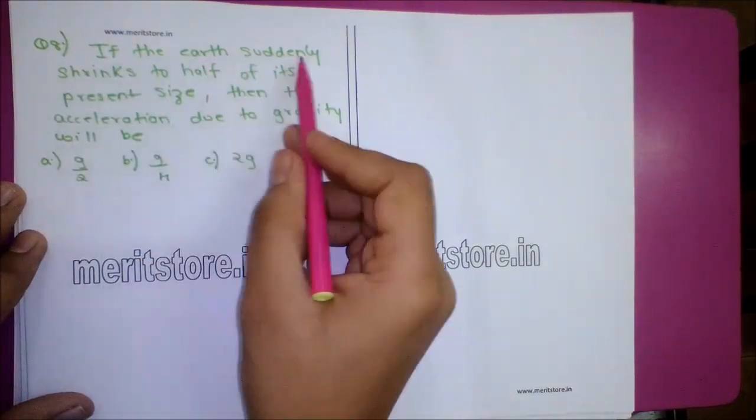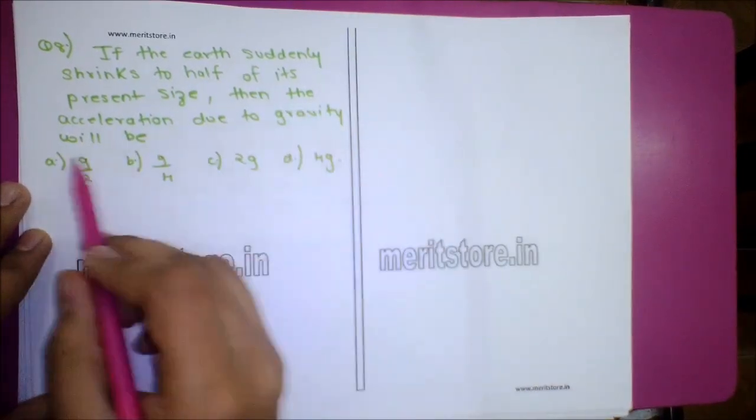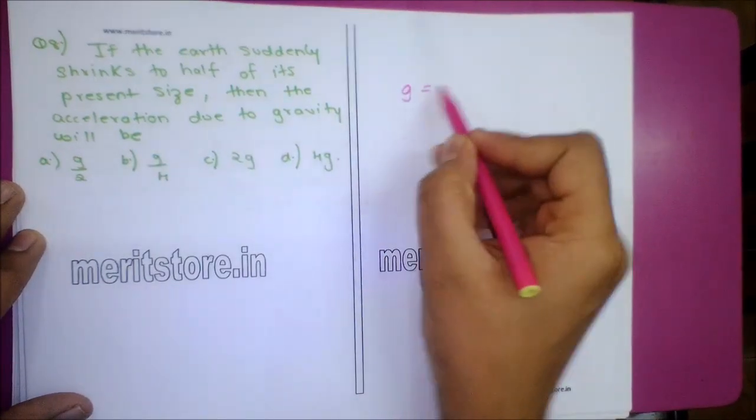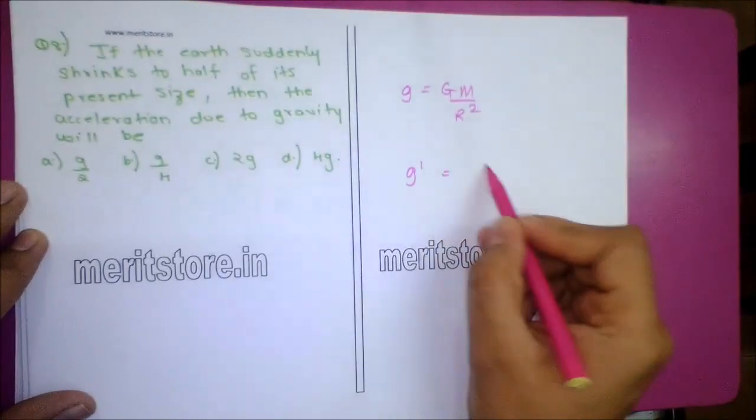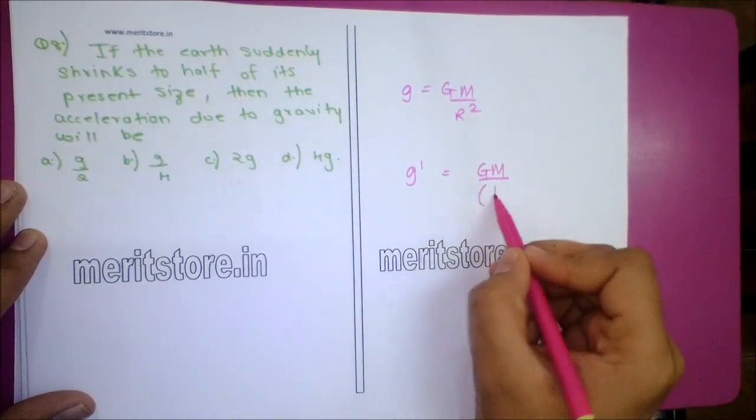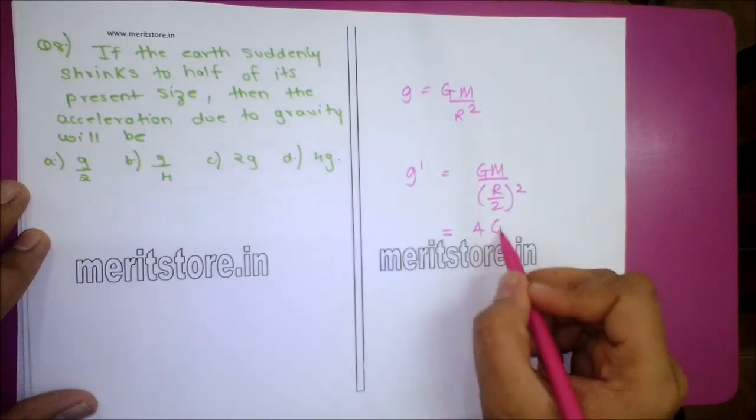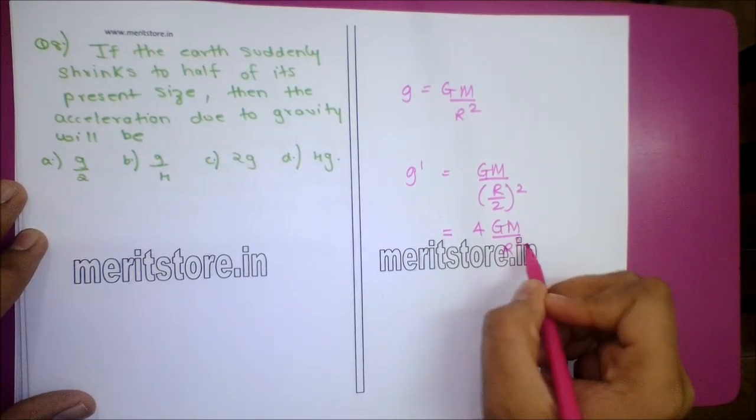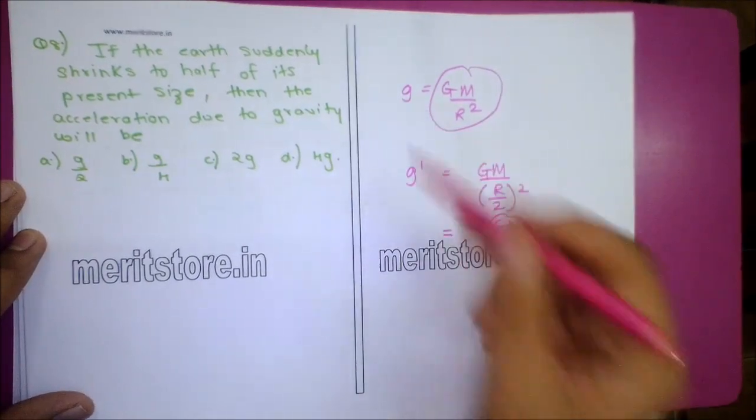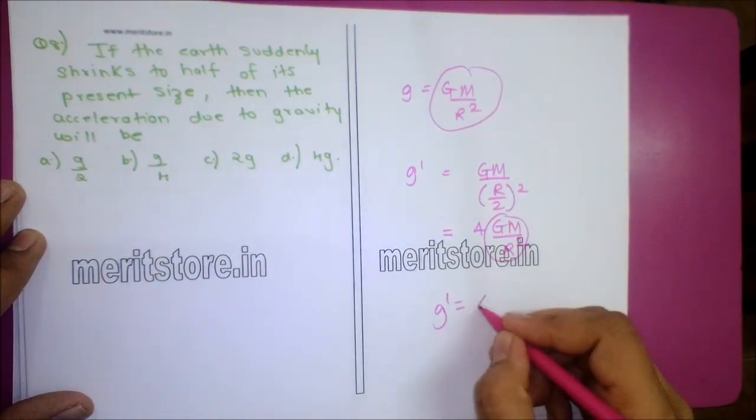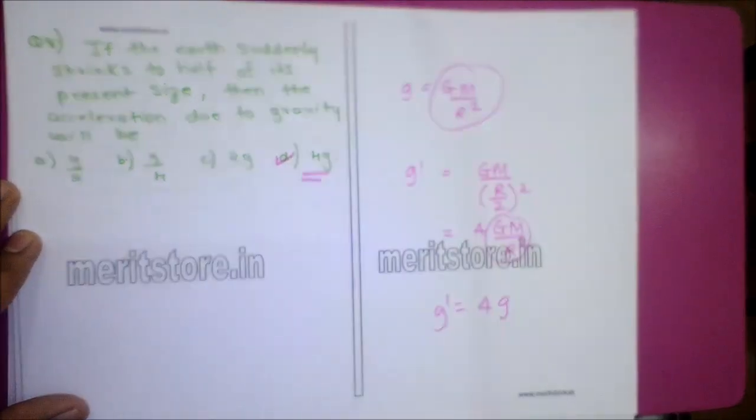Question 8. If the earth suddenly shrinks to half of its present size, then the acceleration due to gravity will be. So we know g is equal to Gm upon r square. g dash will be Gm upon r by 2 the whole square, which will give us 4 Gm upon r square. But we know Gm upon r square is nothing but small g. So g dash is equal to 4 times g. So option D, 4g, is the correct answer.